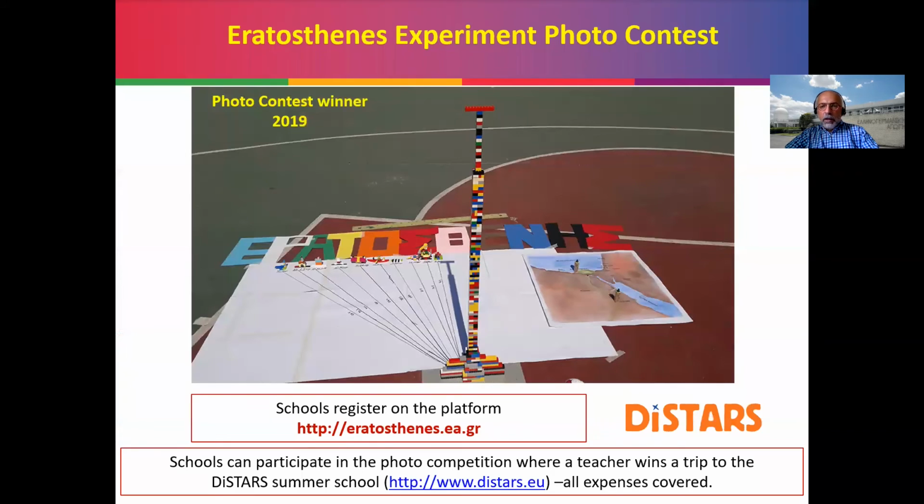Along with the Eratosthenes activity, you can find a lot of information and lesson plans on the website. We have a photo contest, the Eratosthenes Experiment photo contest. Schools can participate by sending one photo, and usually this is teachers participating. For the winning photo, the teacher wins a trip to the D-Stars summer school with all expenses covered. D-Stars is a summer school that combines space exploration with digital storytelling. You can find more on the website.